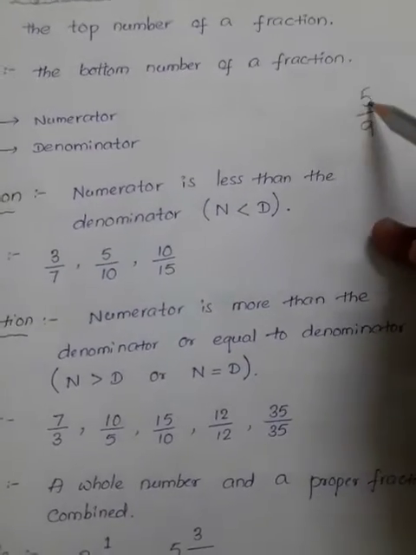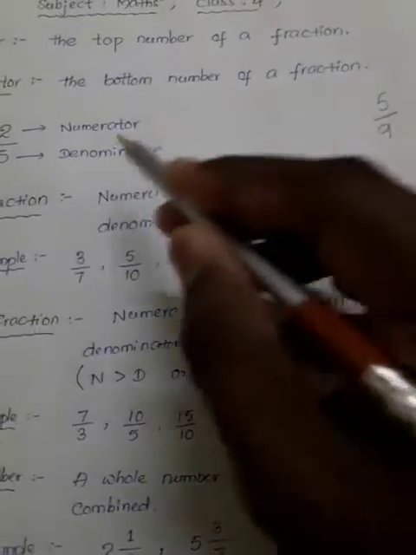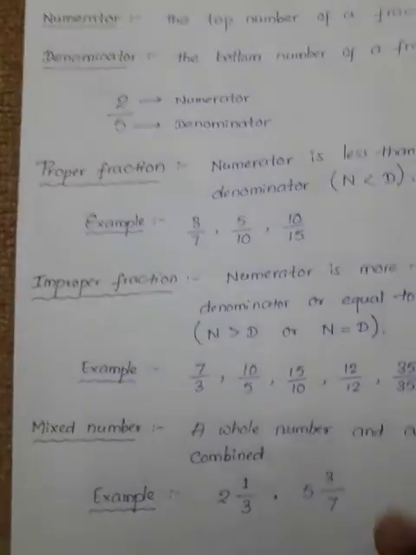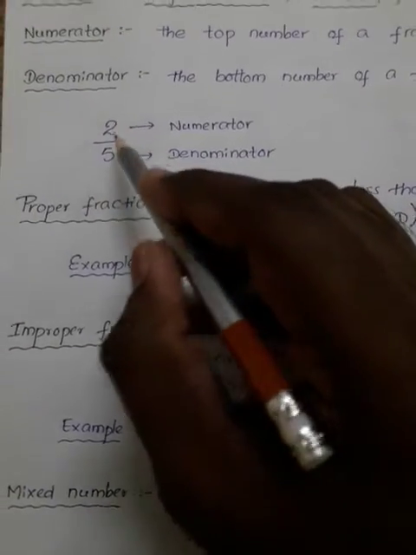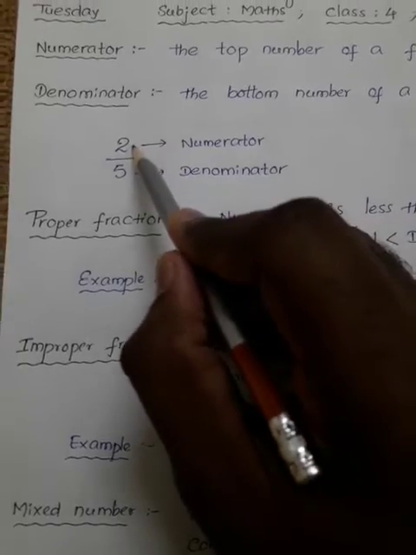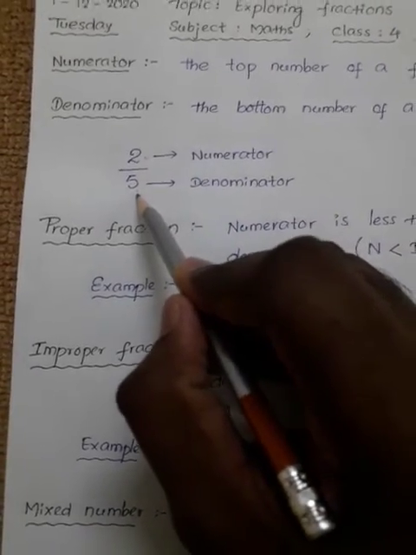So the top number of a fraction is called numerator and the bottom number of a fraction is called denominator. Now this is the fraction. Again, one more time, the top number of a fraction is called numerator and the bottom number, that means the down number, is called a denominator.